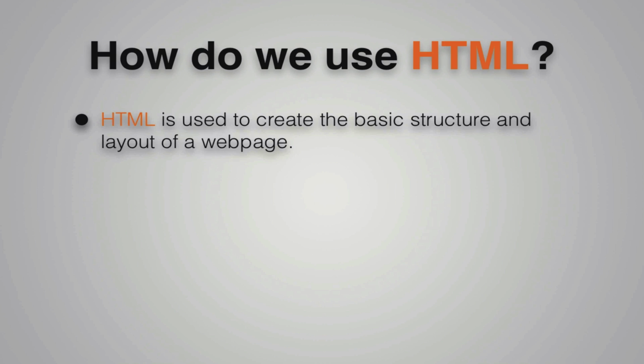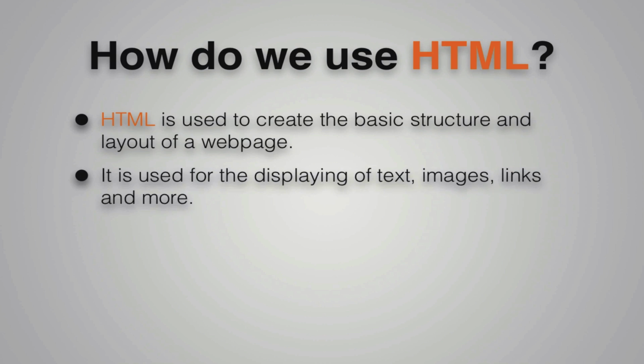HTML is used to create the basic structure and layout of a web page. Now, by basic, I mean not much vertical, not much horizontal content. Basically, you're laying out the order in which stuff such as text, images, and such is going to appear on the page. It's just basic structure and layout, but not too much flexibility using the built-in tags in HTML.